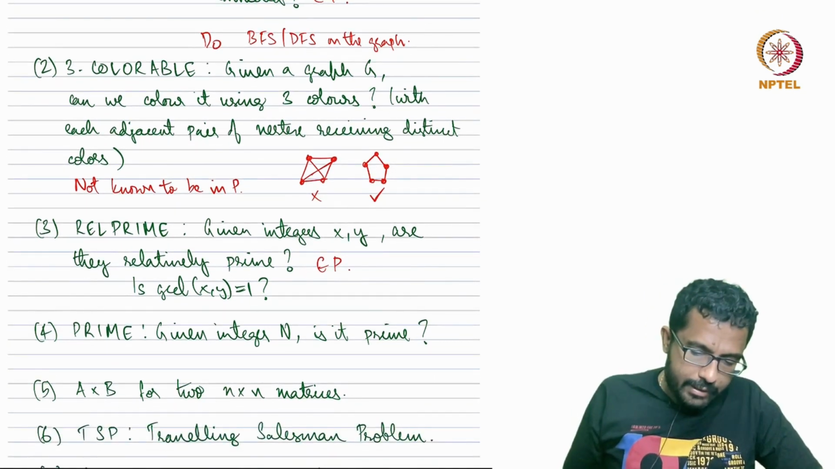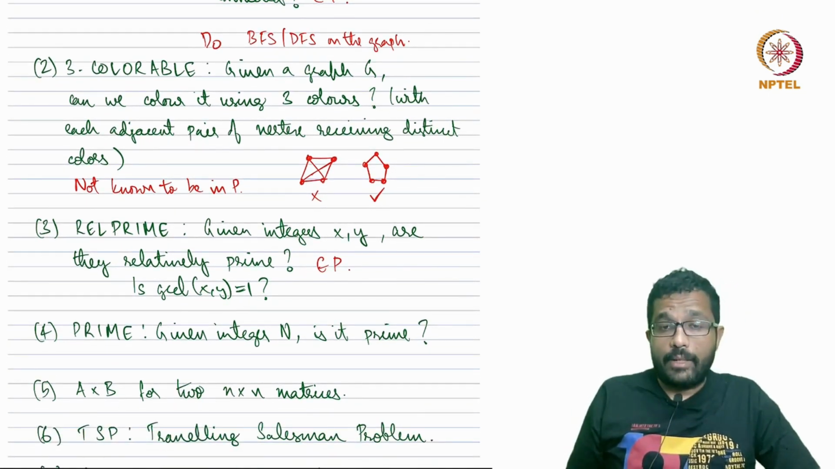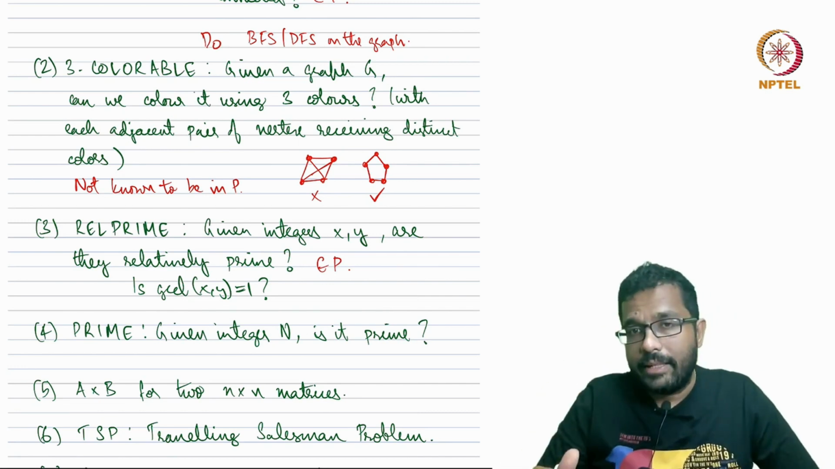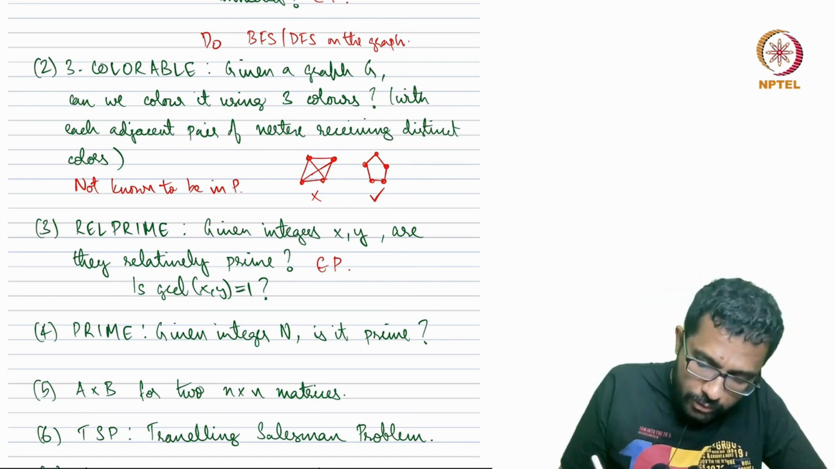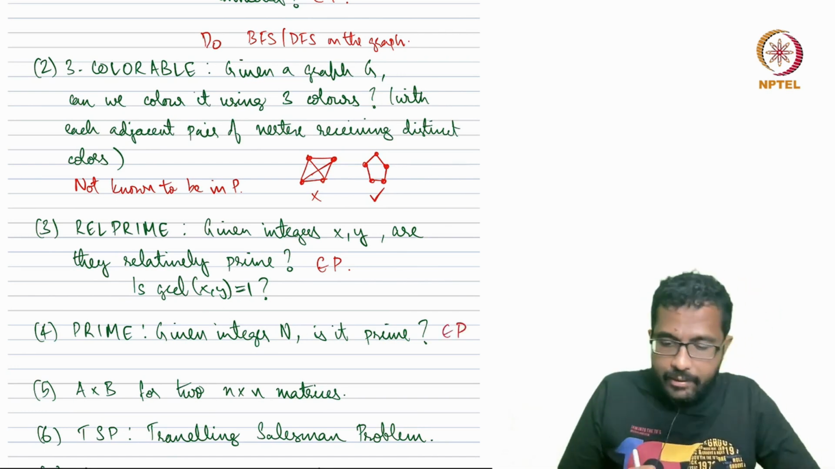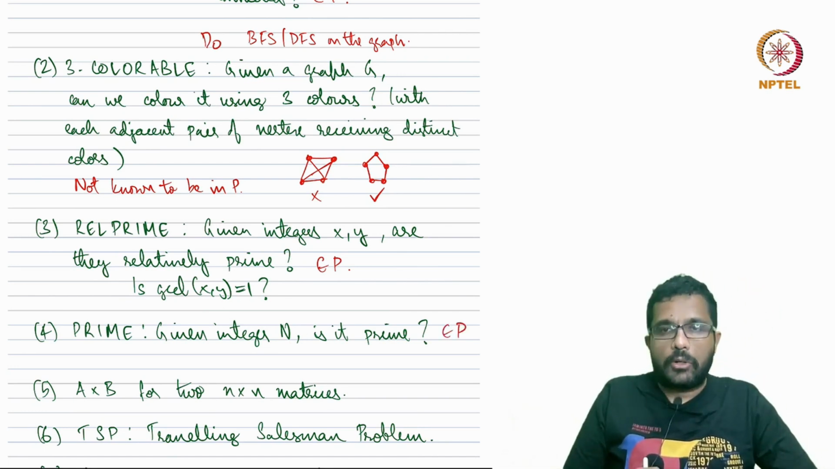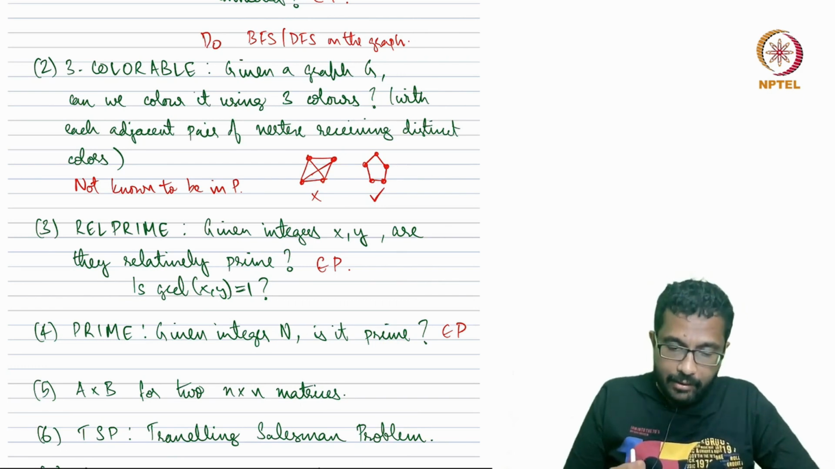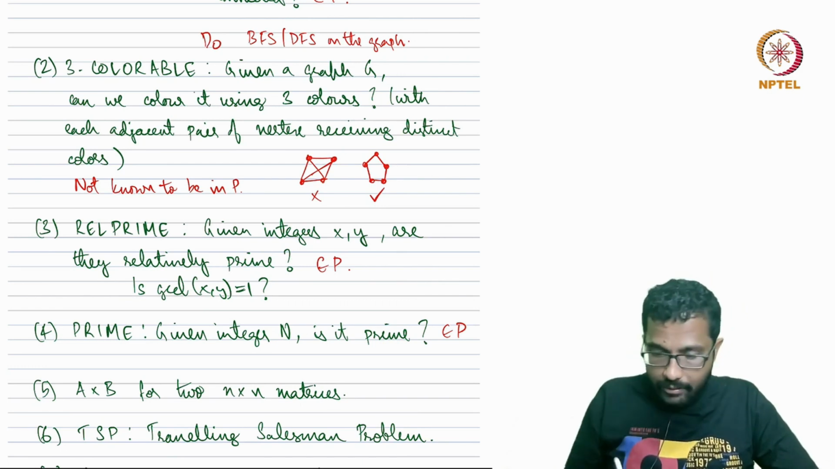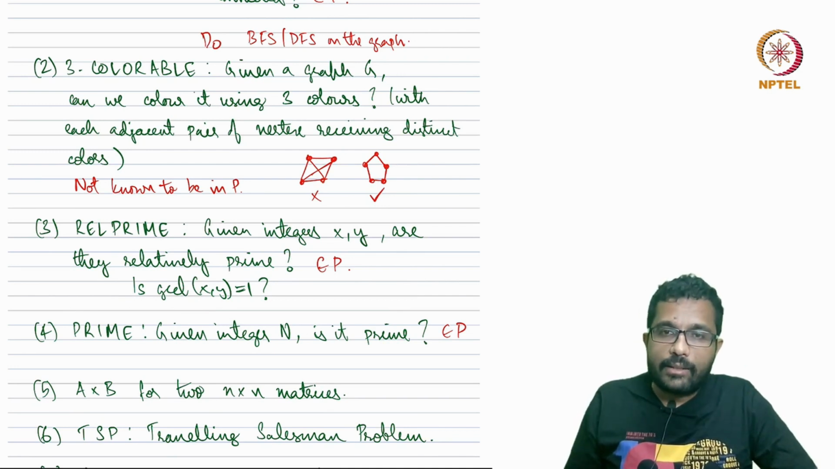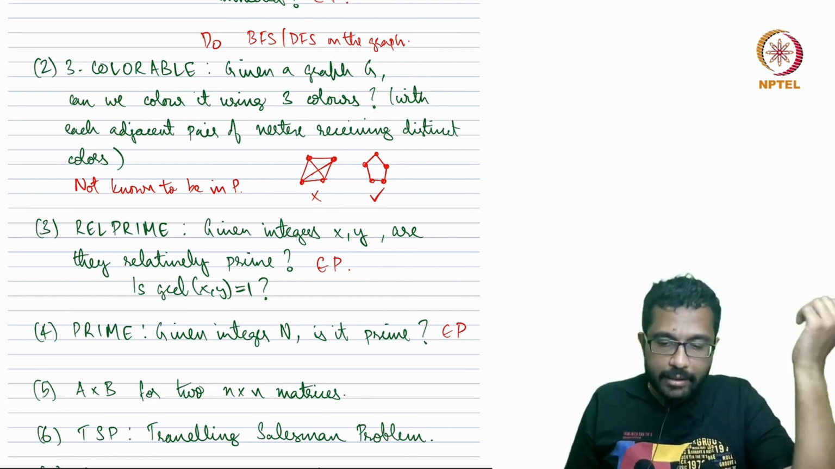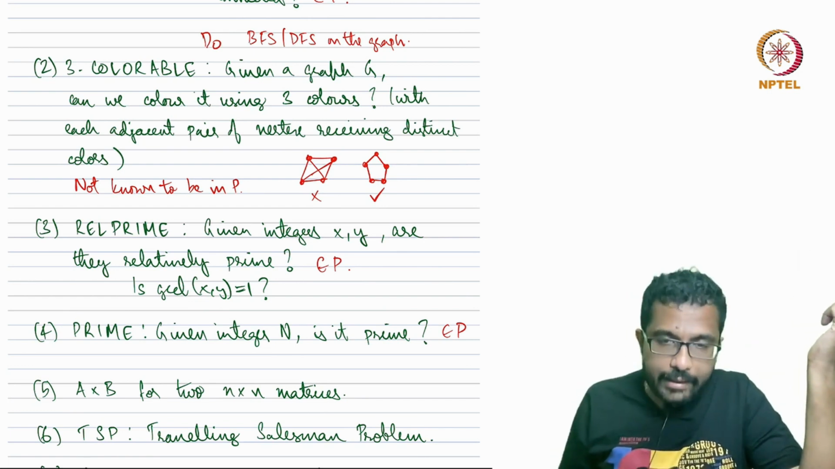So the next question is, given a number n, is n prime, right? This is also a polynomial time problem. There is a polynomial time algorithm for it. However, this was a problem that confounded computer scientists for a long time, right? This was only discovered in 2002, maybe around 20 years back.